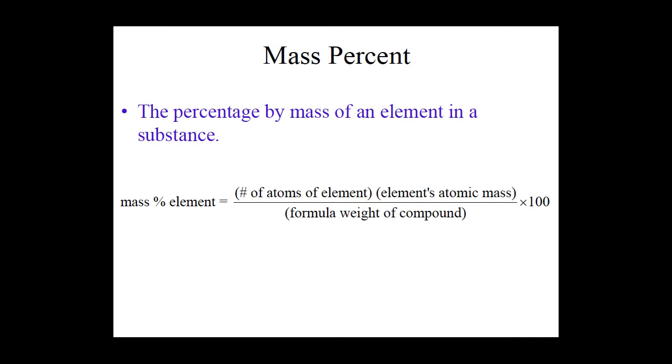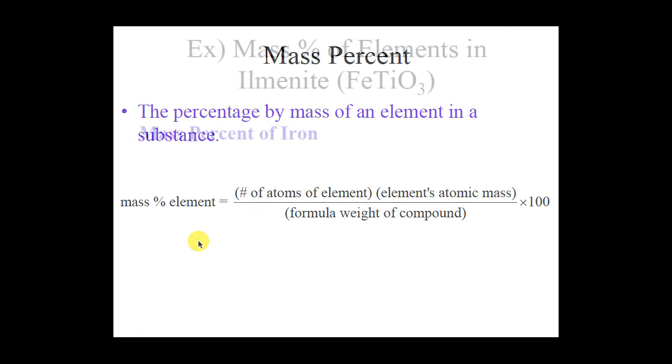You have here, in the denominator, the formula weight, or could be the molecular weight, of the compound. You have the number of atoms of the element within that compound, and then you multiply that by the element's atomic mass in atomic mass units or grams. Make sure your units are consistent between the numerator and the denominator. They should both be AMU or both be grams. Multiply that by 100% and you've got your mass percent of the element.